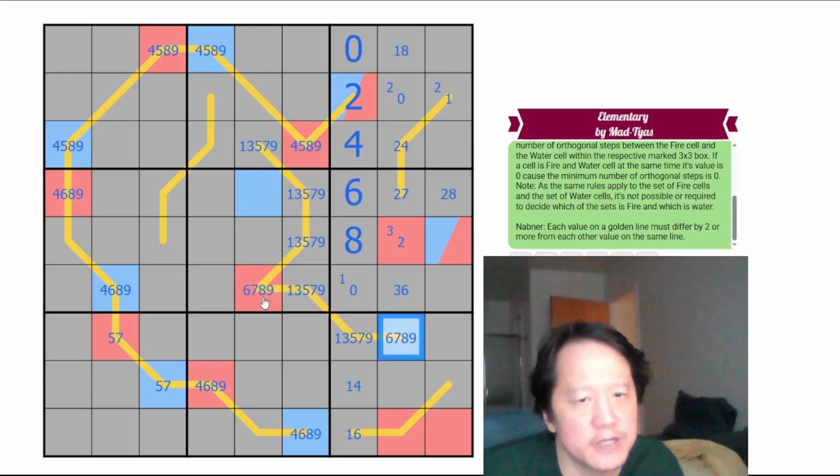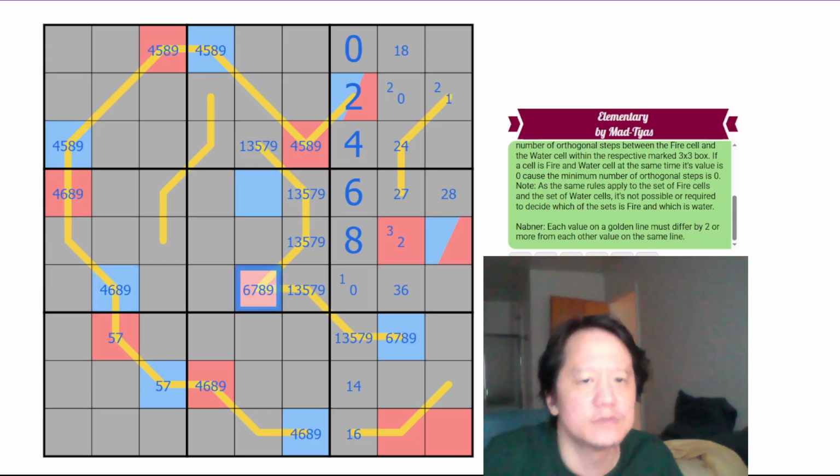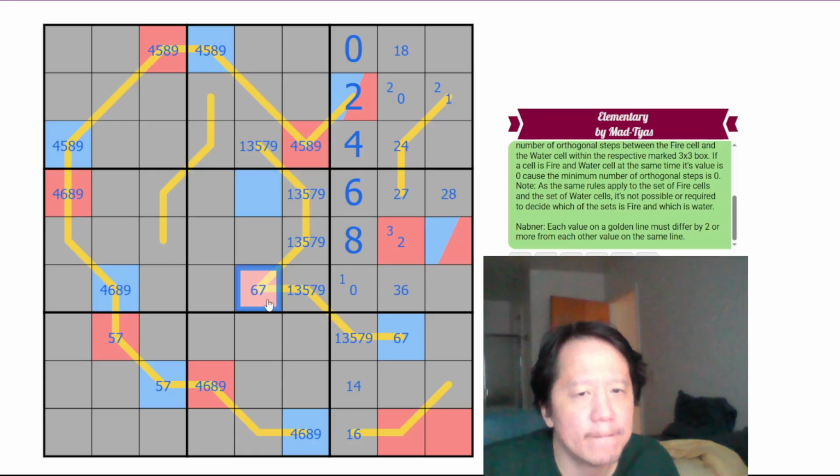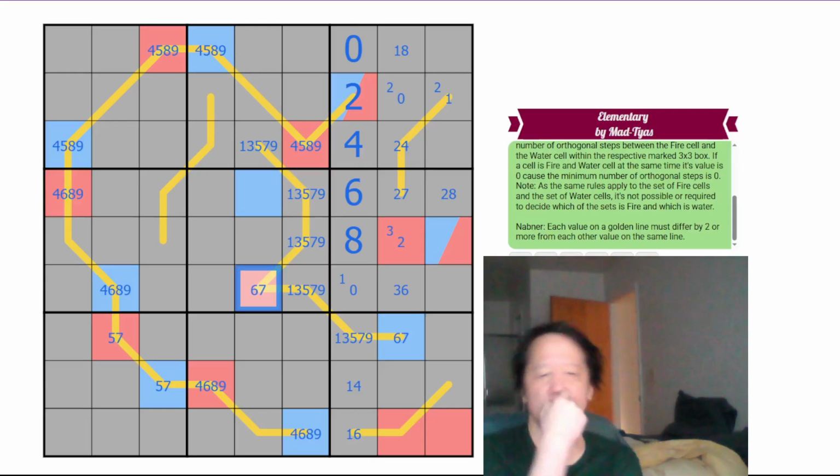So this has to be 6 through 9 here also. Again, 4, 6, 8, 9 eliminates 8 and 9 in both reds and blues. So this is a 6, 7 pair. Huh. If this is 7, that would force this to be 5. That seems okay.